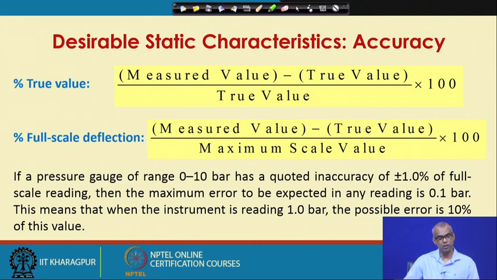It may be expressed as percentage true value. If we express it as percentage true value, it will be measured value minus true value divided by true value multiplied by 100. So, this is how we will express accuracy in terms of true value. Accuracy can also be expressed in terms of full scale deflection, then it will be measured value minus true value divided by maximum scale value multiplied by 100.